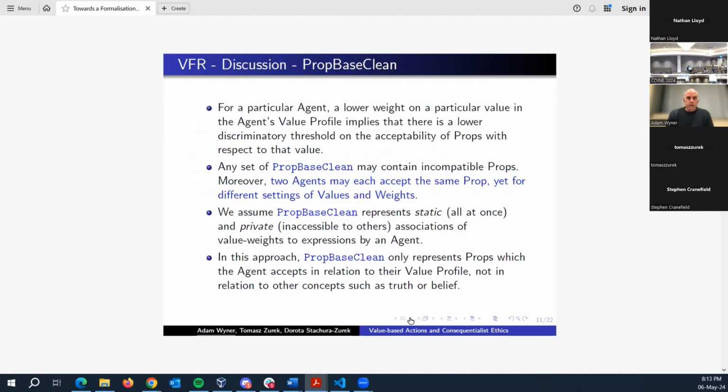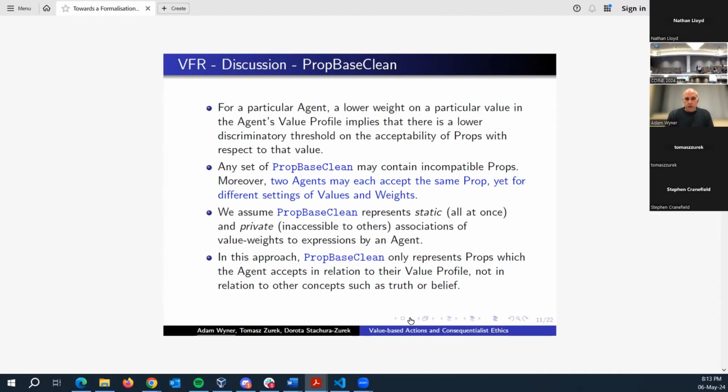So a little bit of some notes on this. For a particular agent, a lower weight on a particular value in the agent's value profile indicates that there's a lower discriminatory threshold on the acceptability of propositions with respect to that value. So if you say, family values, family is not really very important to me, that means that a lot of propositions are going to pass through so long as they are weighted higher with respect to family values. So in that sense, the agent's value profile is less discriminatory when it's low.